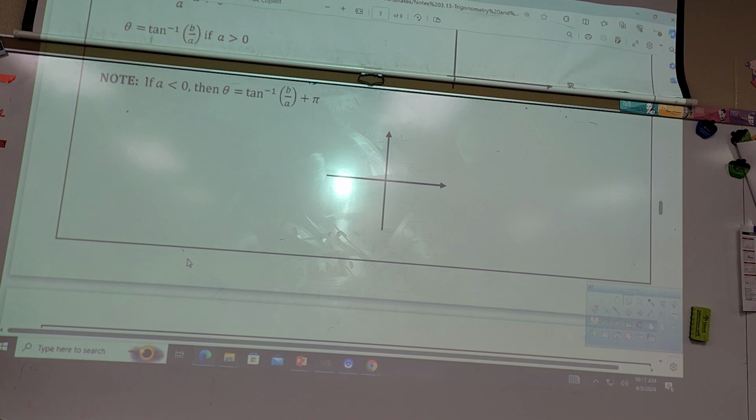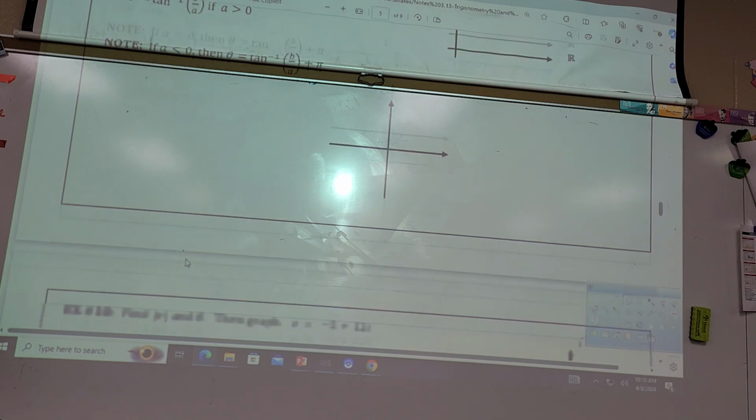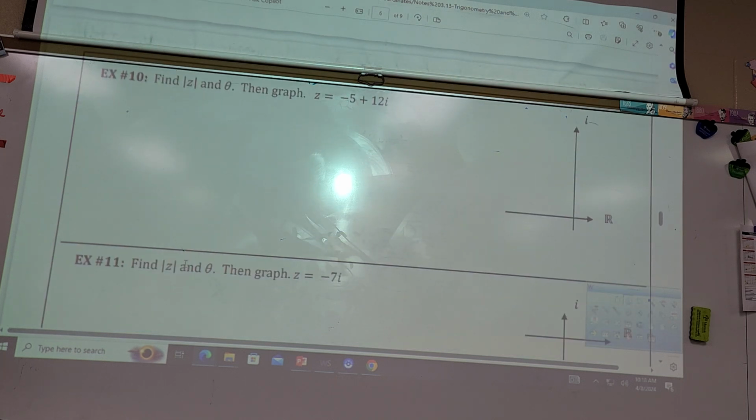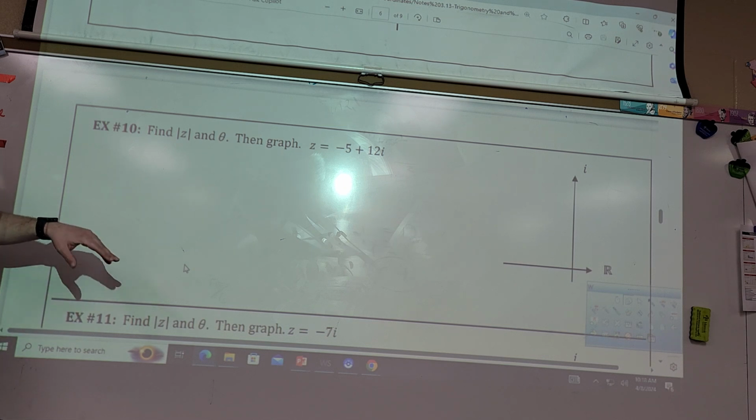Only my hopes. Alright. Do you guys want to see a proof why it works to add pi, or are you guys good? Okay. Alright. So now let's do this.